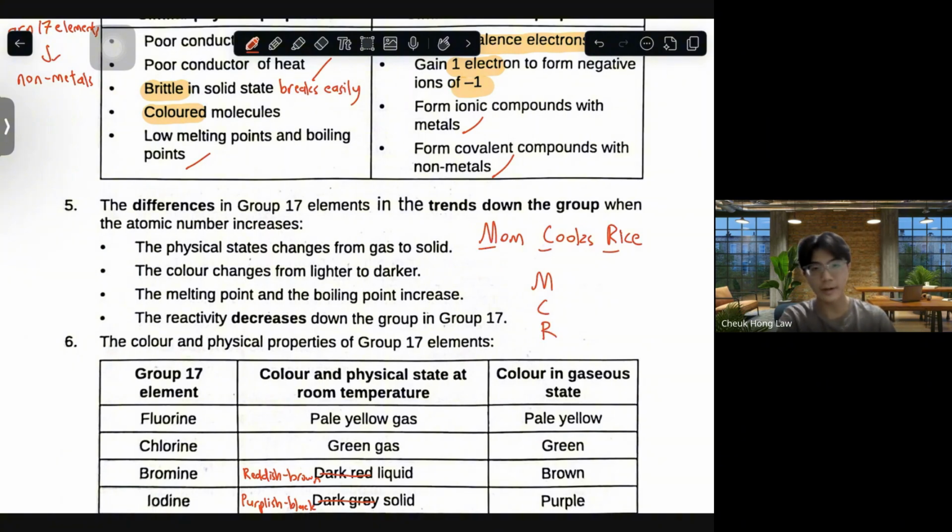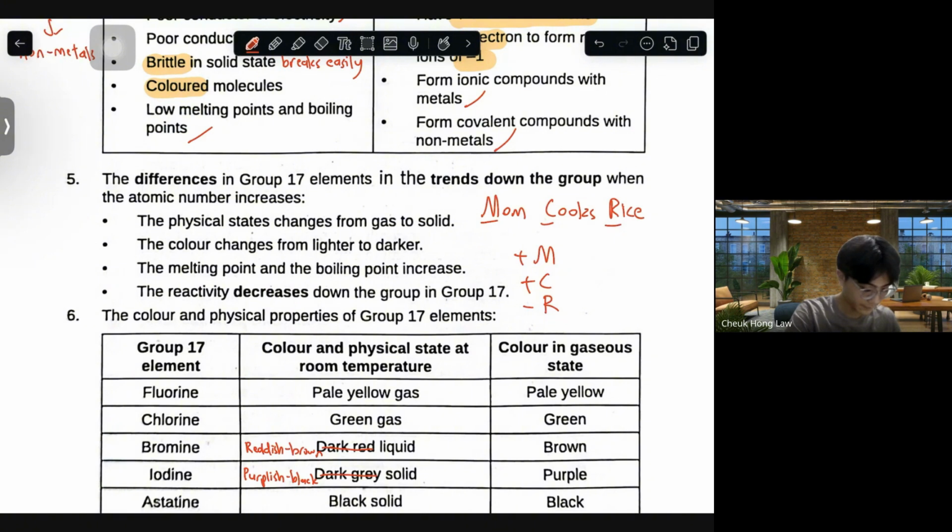And just like just now, everything at the front was a plus except for the last one. So we're going to do the same thing for this. M will be a plus, C will be a plus, R will be a minus. Okay, so everything plus except for the last one, which is a minus. And that is your memory shortcut. So M is melting and boiling point.